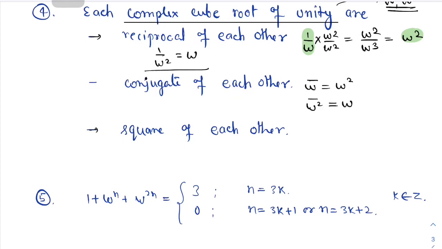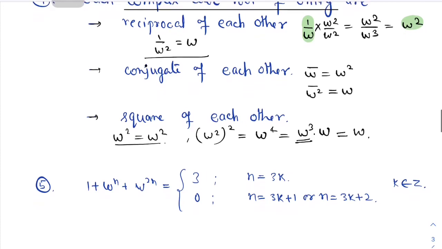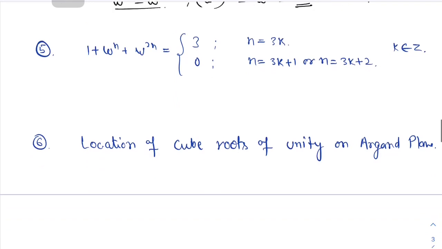And the third thing is that these are squares of each other also. What does it mean? If I square omega, we will get omega square. This is very clear. And if I square this omega square, I will get omega, because omega to the power 4, I can write as omega cube into omega. Omega cube is equal to 1. So finally we get omega. So these complex cube roots of unity, that is omega and omega square, are reciprocals, conjugates and squares of each other.